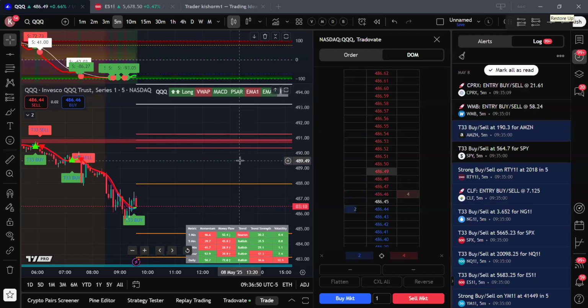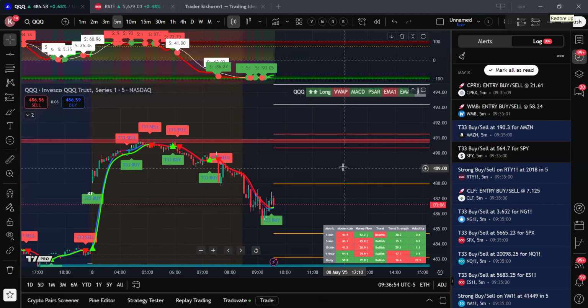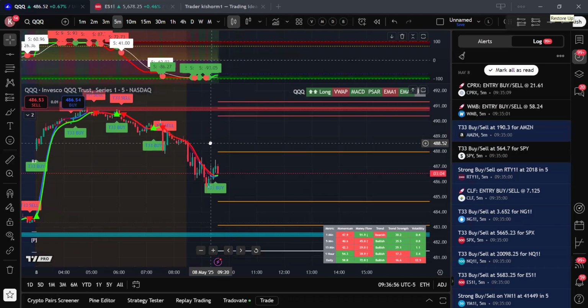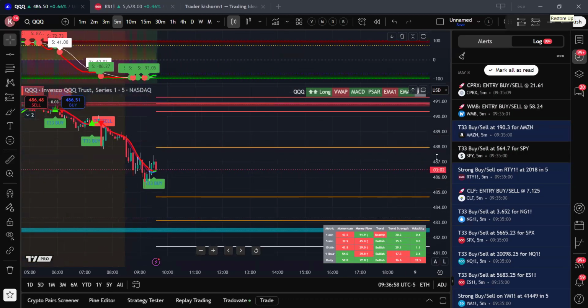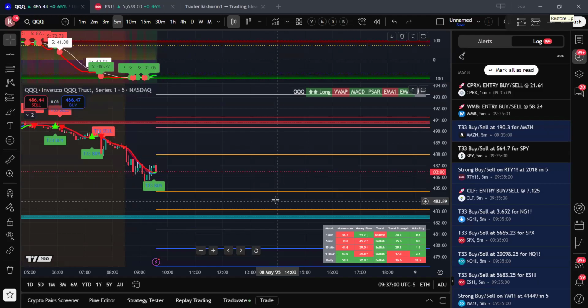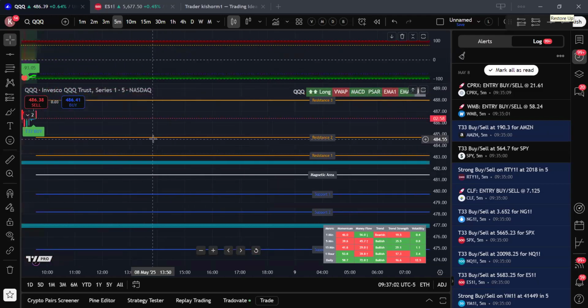Quickly explain about the two major indicators before we take the trades. Generally, you see something called a magnetic area here. That is where there are a lot of buyers and sellers.